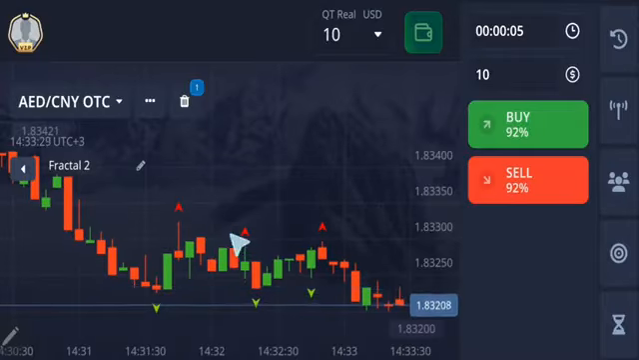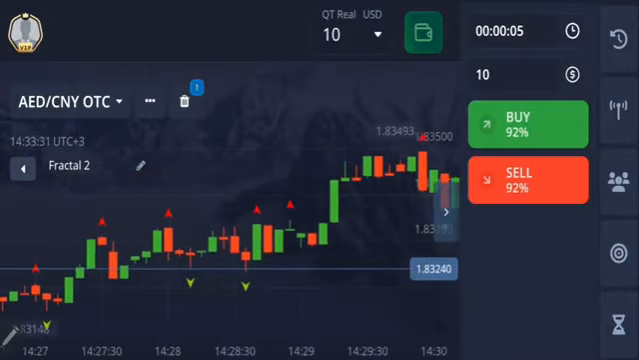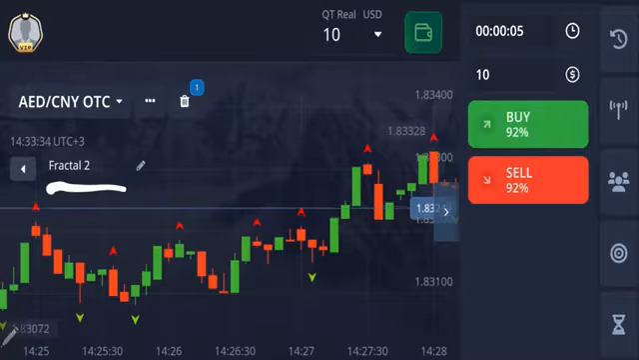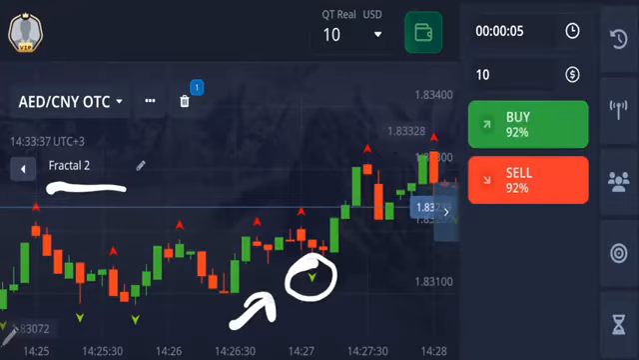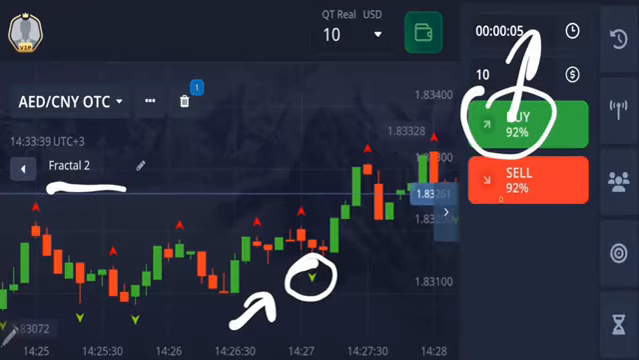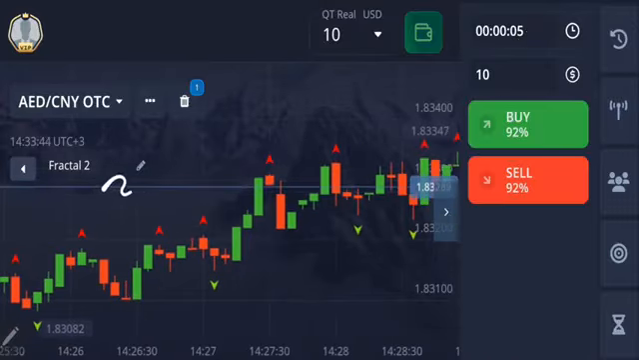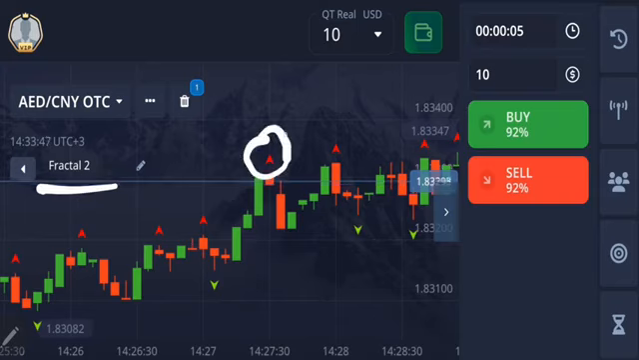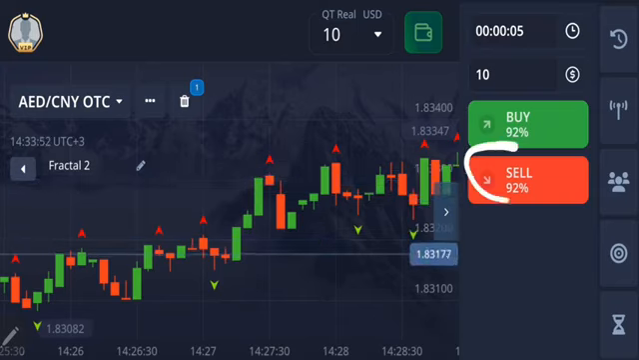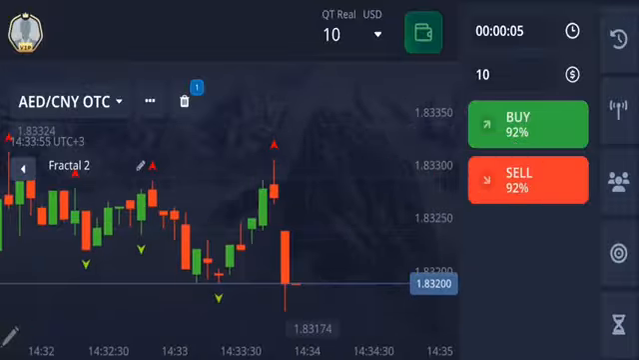Now let me explain how the strategy actually works, and I'll show you how to work with this fractal indicator. Now take a closer look at the chart. When there's a green arrow on the fractal indicator, like this, we need to buy a call option. In other words, we press this green buy button. And there's also an opposite situation. When there's a red arrow on fractal, we should buy a put option. In other words, we press this red sell button. There it is. As you can see, that's about it. No big deal at all.